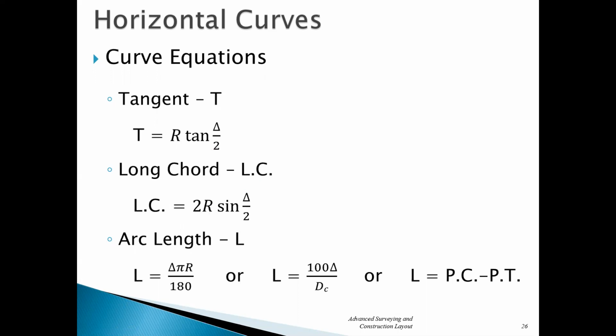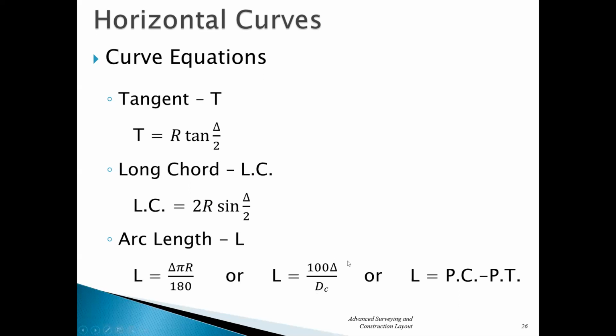For the arc length, you have 2 equations you could use, really 3. You can use the mathematical relationship that they've taught you in math, delta pi r over 180. Or, if you have your degree of curve, you can take 100 times delta divided by degree of curve. For a highway, these 2 equations are exactly equal. For a railroad, they're not. So you have to really, really be careful.